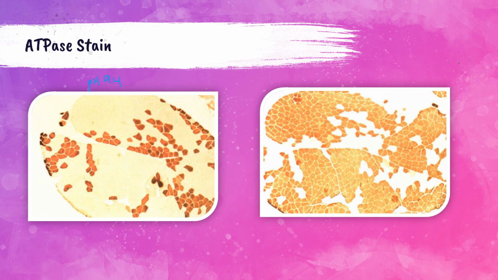The photo on the right-hand side of the slide is a muscle stain with the ATPase reaction done at a pH of 4.3. These results are the reverse of the slide on the left. The dark fibers are type 1 and the light fibers are type 2.